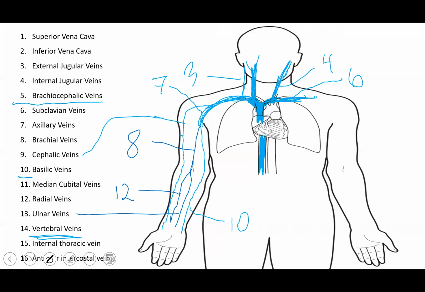Next, we have the internal thoracic vein. This travels with the thoracic artery that we talked about a couple slides ago. This is essentially draining the blood from your body wall. And the anterior intercostal veins. Each one of these is a branch off of the internal thoracic vein, and it is draining deoxygenated blood from the intercostal muscles, so between each of your ribs. On the next slide, we are going to start looking at the abdominal cavity.